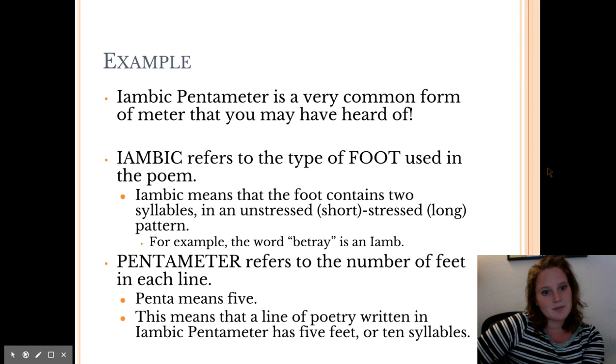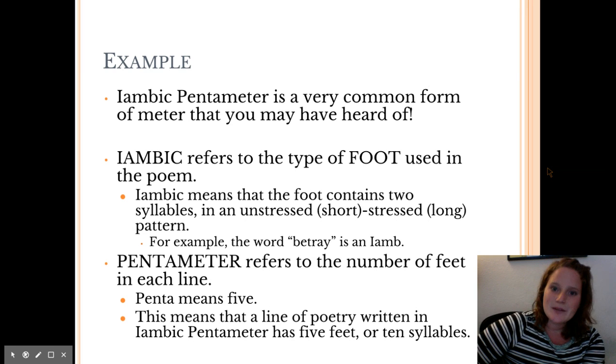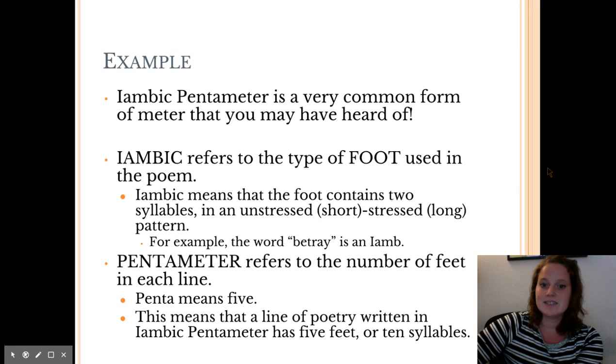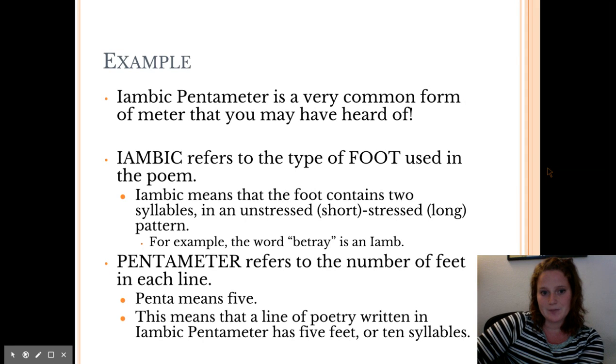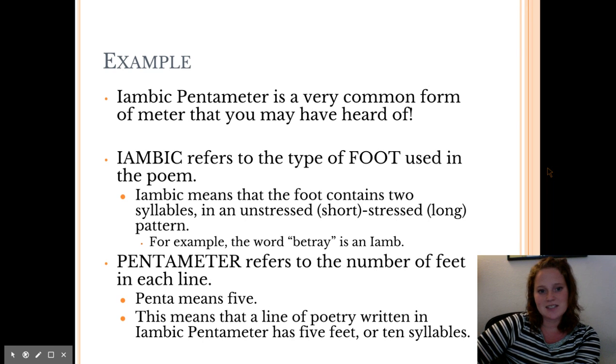An example that you might be familiar with is called iambic pentameter. It's a very common form of meter. Iambic as a word just refers to a type of foot used in a poem. If something is iambic, or if it has iambs, it means that that foot has two syllables in it, and those two syllables fall in an unstressed followed by a stressed syllable pattern.